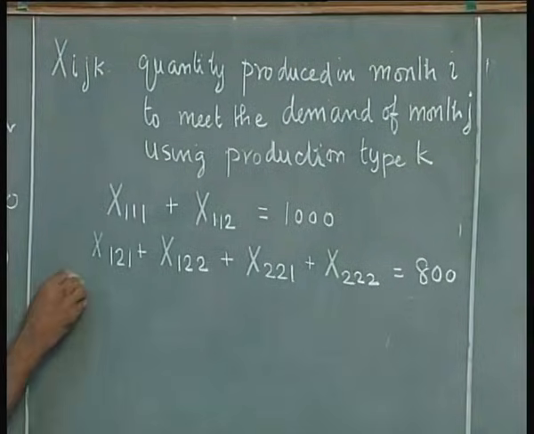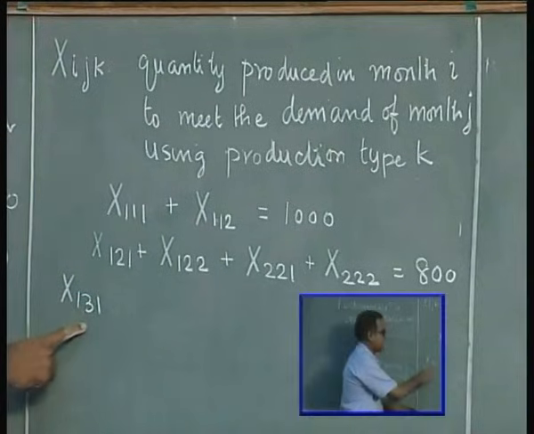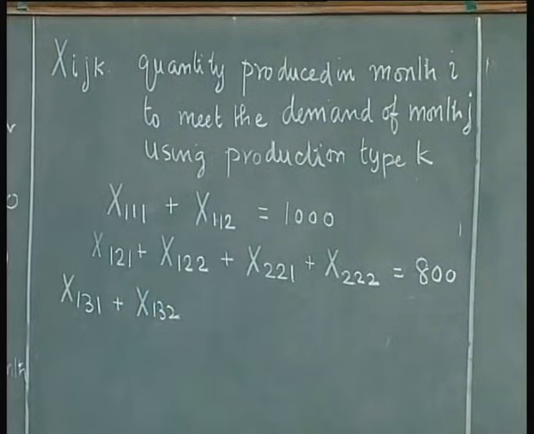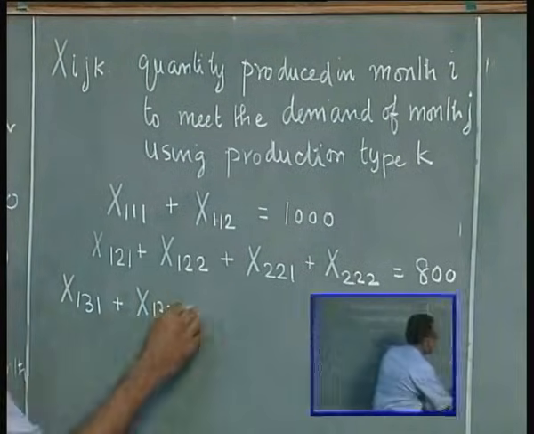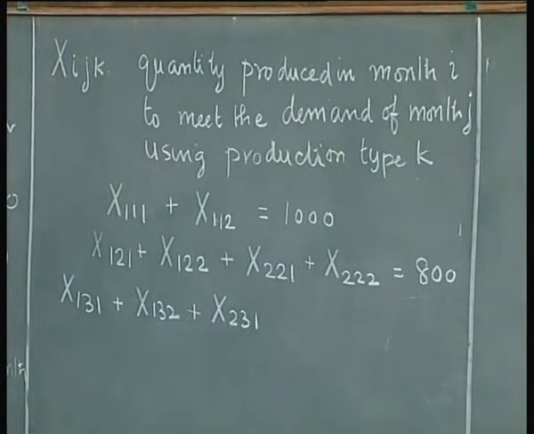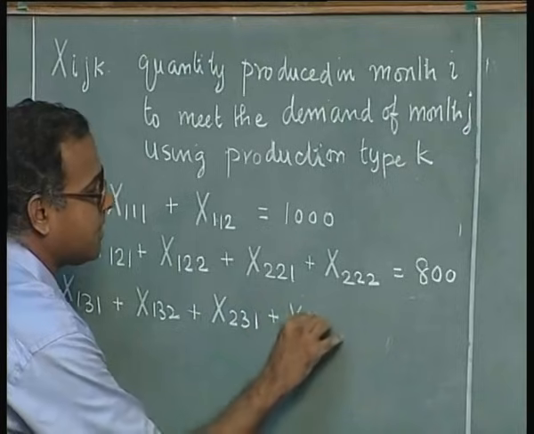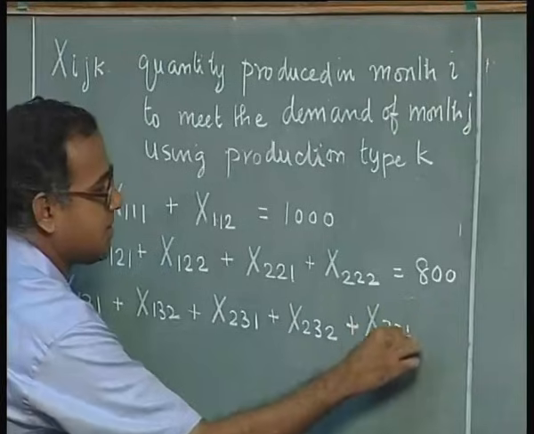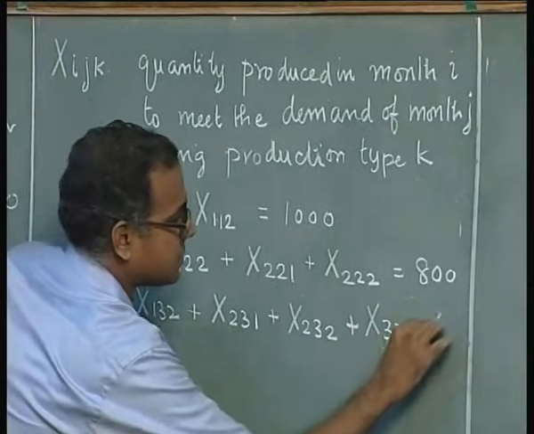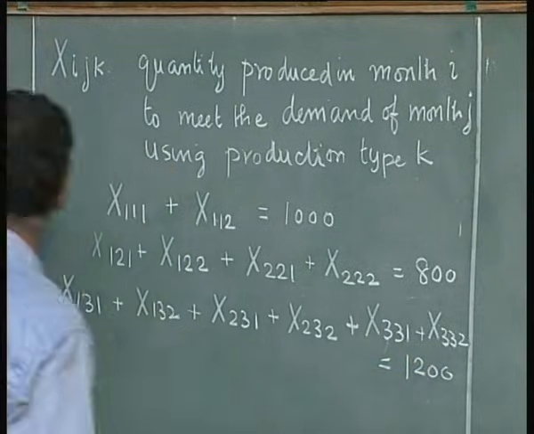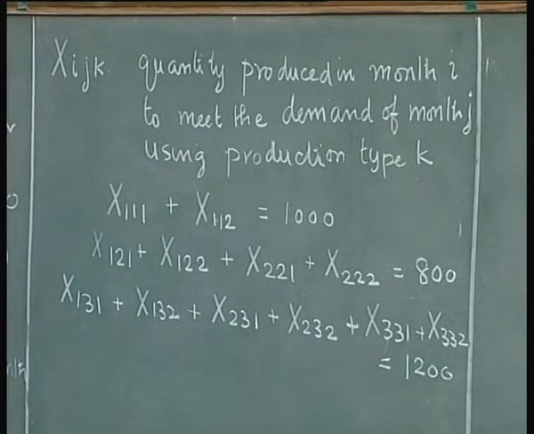So, you end up writing x131, produce in the first month to meet the third month's demand with regular time, plus x132, produce in the first month to meet the third month's demand with overtime, produce in the second month to meet the third month's demand regular time, produce in the second month to meet the third month's demand overtime, produce in the third month to meet third month's demand regular time, produce in the third month to meet third month's demand overtime. This should be exactly equal to 1200, which is the third month's demand.